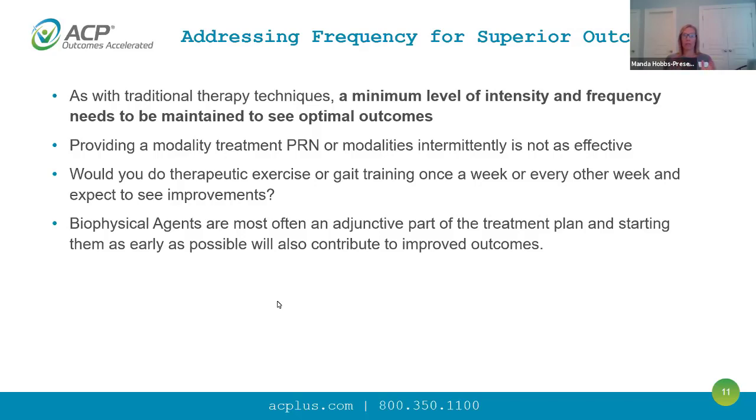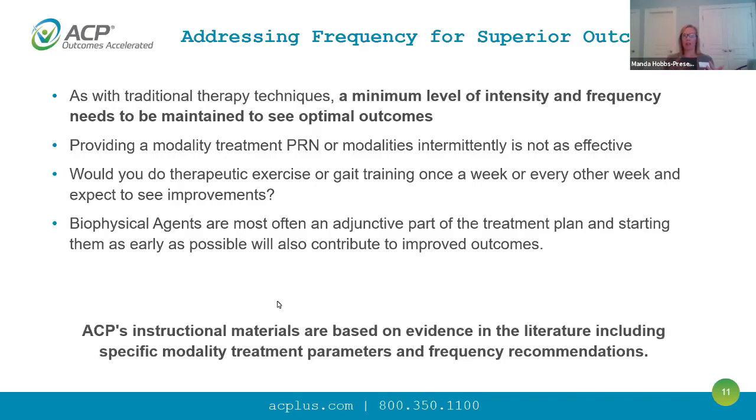Most often, the biophysical agents are used adjunctively as a part of the treatment plan. And really, we want to try to start them as early as possible. That's going to be another factor that will help improve outcomes, right? We don't want to use a modality as a means to an end. Oh, I've tried everything else, now I'm going to try to address XYZ with the modality. Starting it at the beginning is going to be your best chance of getting the optimal outcomes in an efficient time frame.